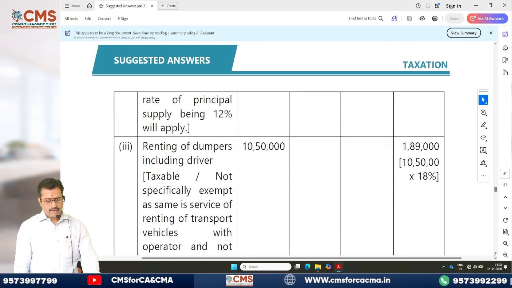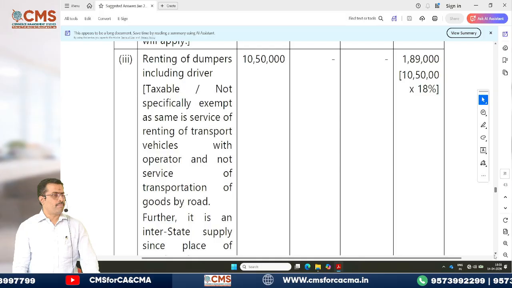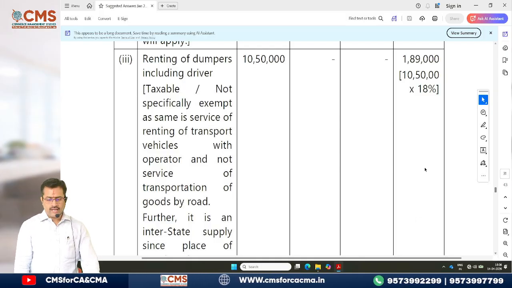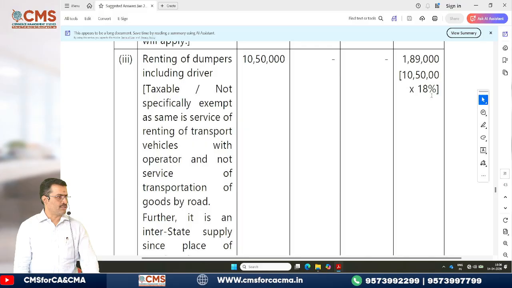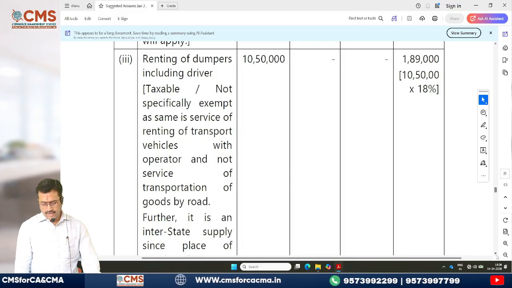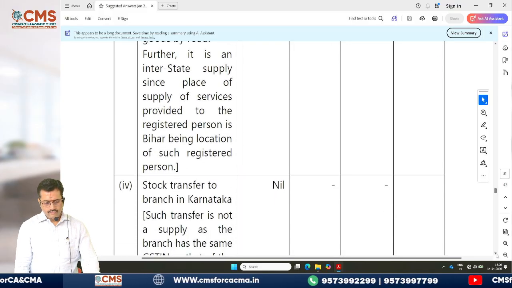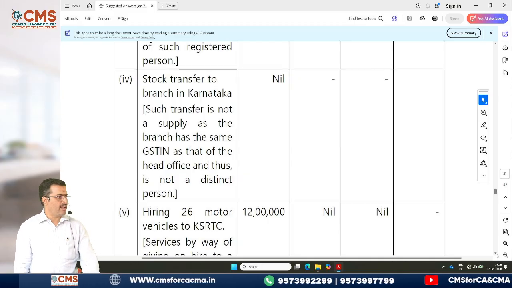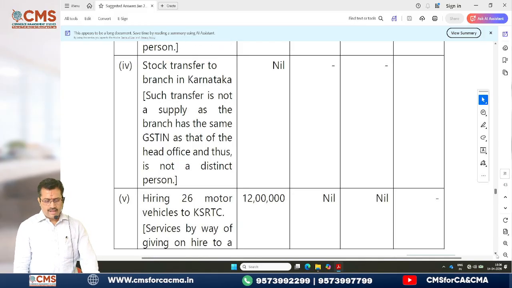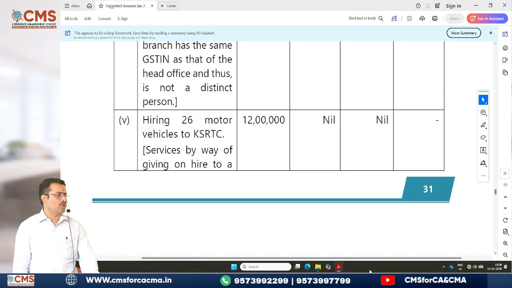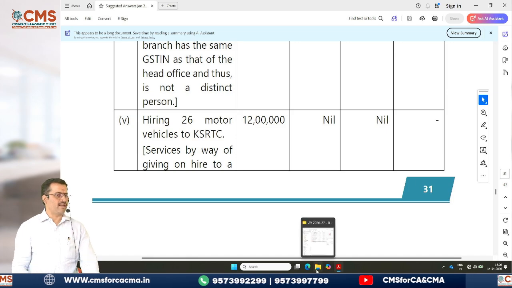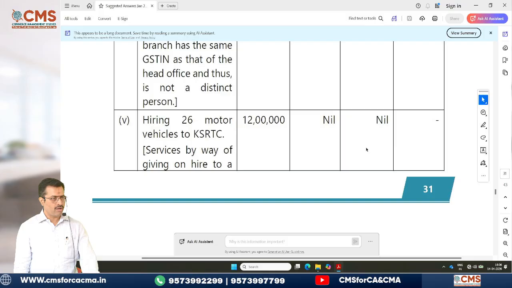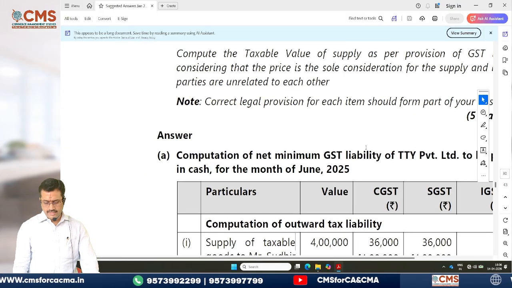Then renting of dumpers, again including drivers, 10 lakh 50,000, again into 18% he has mentioned. Then stock transfer, we discussed, it is nil, he gave very clearly. Then hiring to State Transport Corporation, exemption is available, I told. So that is why he took the value, but he took nil. Are you able to observe? Over. Outward supplies is over.